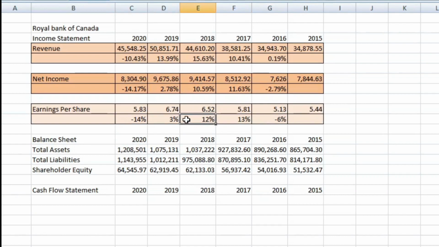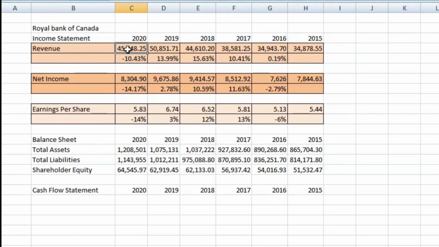13%, and then in 2018 it grew again, and then in 2020 it lost value by 14%. This is a huge drop here. In dollar value, it's not a lot, but if you own a lot of shares of RBC, the difference could make so much difference, really. So this is how we do the horizontal analysis of the company.